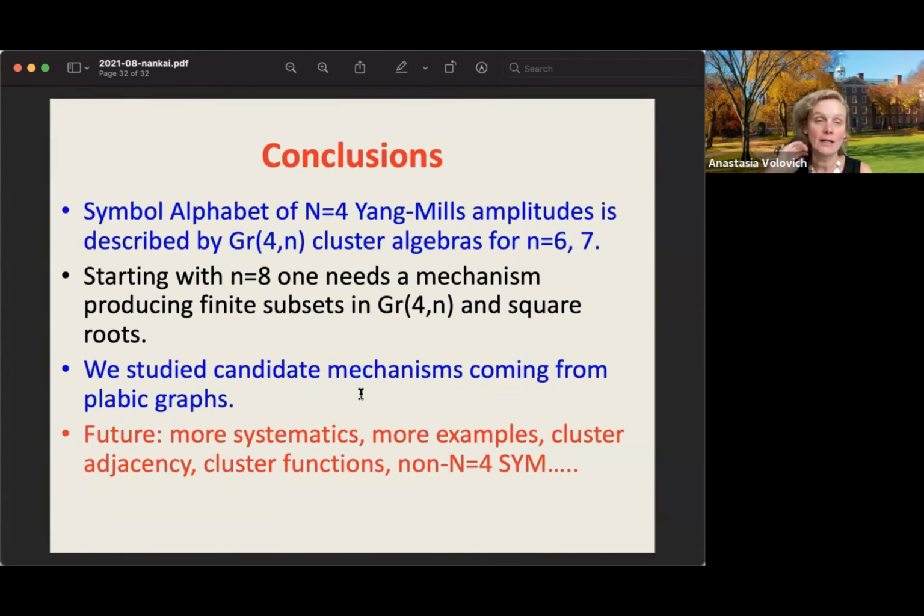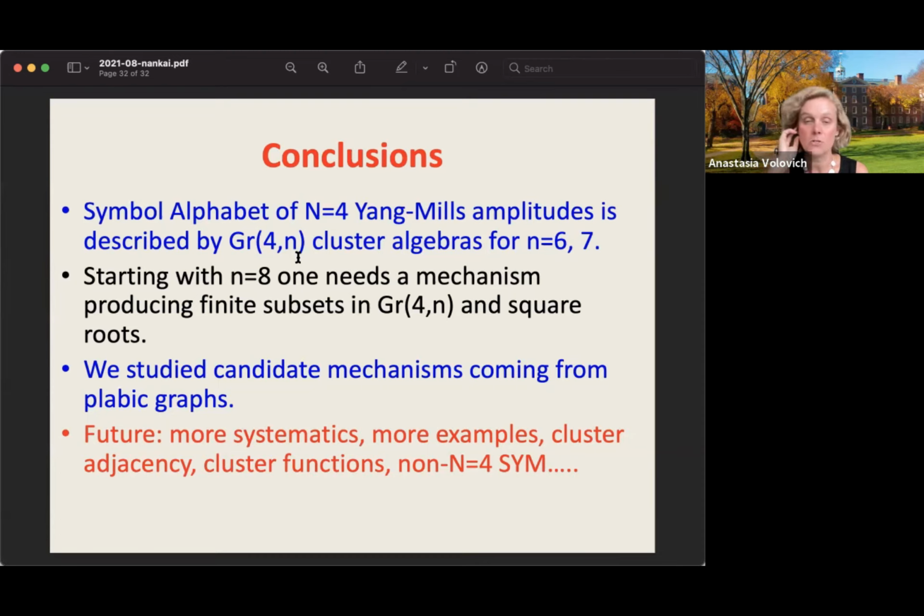So I told you that scattering amplitudes in n equals 4 Yang-Mills theory are described by Gr(4,n) cluster algebras for 6 and 7 points. And I also told you that starting at 8 points, one needs a mechanism producing finite subsets in Gr(4,n), and also a mechanism to produce square roots. And we studied a candidate mechanism coming from Plabic graphs. And there's a lot more work that remains to be done.